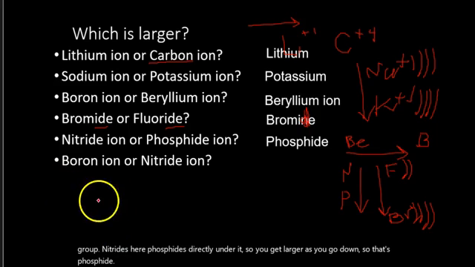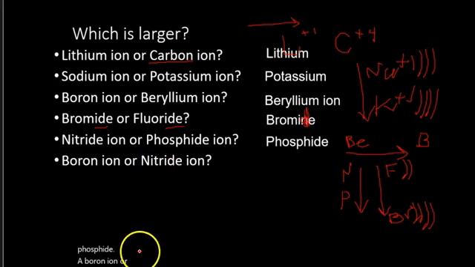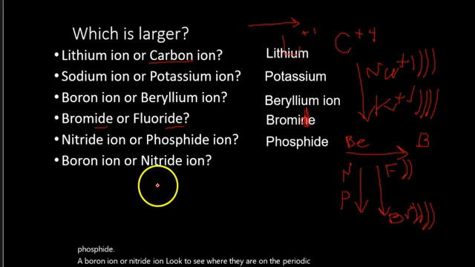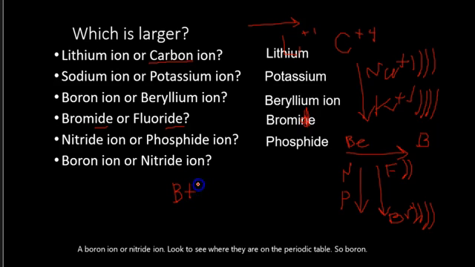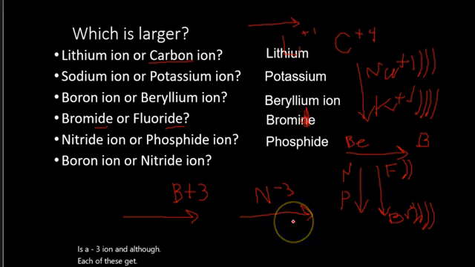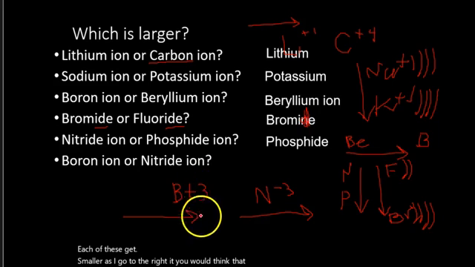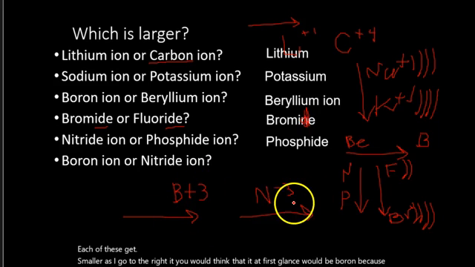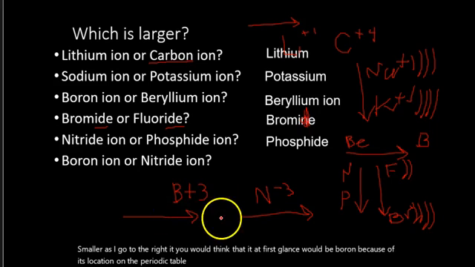A boron ion or a nitride ion. Look to see where they are on the periodic table. So boron is a +3 ion, and nitride is a -3 ion. And although each of these get smaller as I go to the right, you would think that at first glance it would be boron because of its location on the periodic table. It's closer to the left.